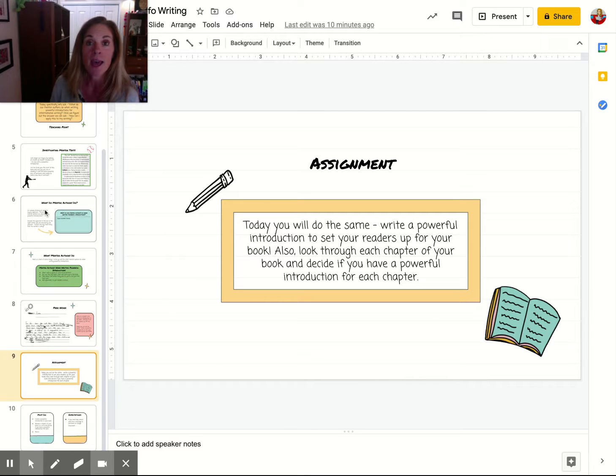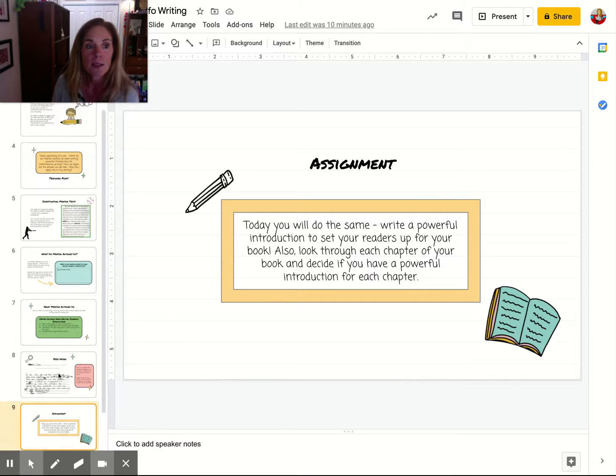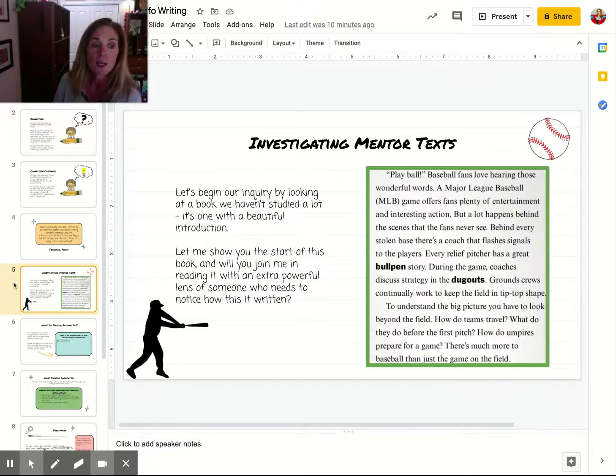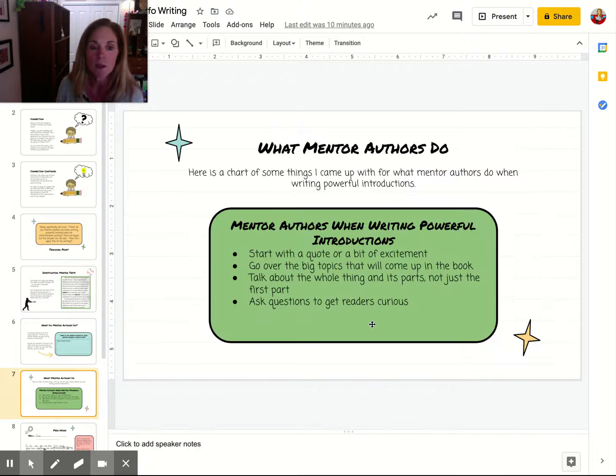Use that writer's checklist at the beginning in the language arts resources, but really cycle back to this chapter, slide 5, so that you can look and see what did this one do, and then look at the green box. See if you can do some of that in your chapters.